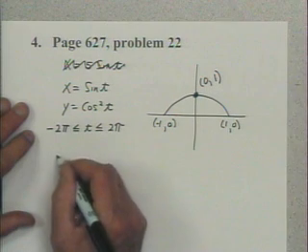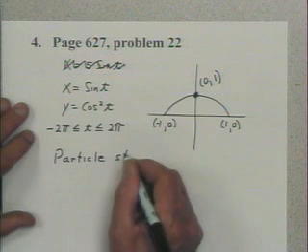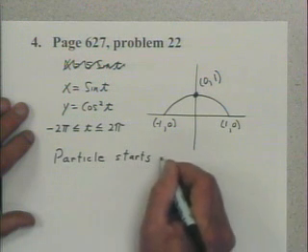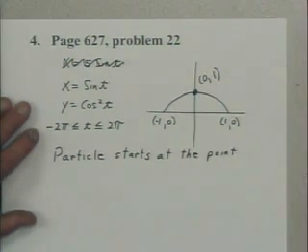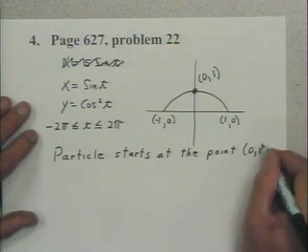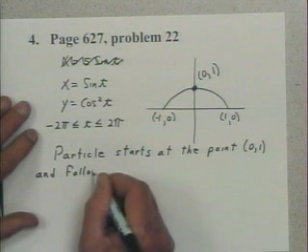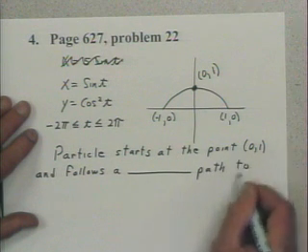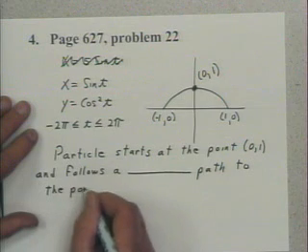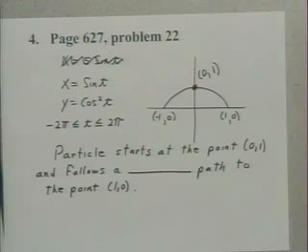Okay, here we go. My description: the particle starts at what point? Zero, 1, and follows what kind of a path to the point 1, 0. Well, I won't know what that path is unless I maybe do what?